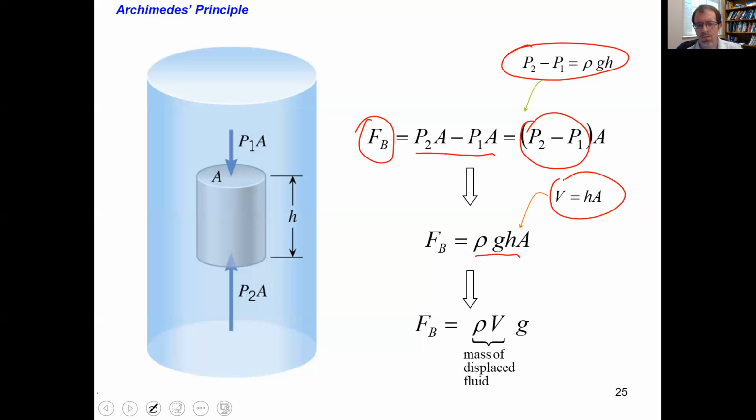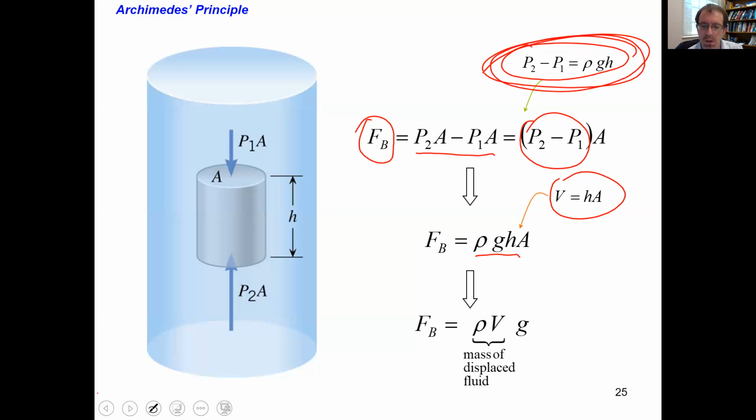Well, what's rho? Rho's density. Density of what? Well, where did that density come from? That density came from this equation right up there. And if we recall where that equation came from, that is the difference in pressures at various depths in a fluid. And that rho there is the density of the fluid. The h there is the height of the fluid.